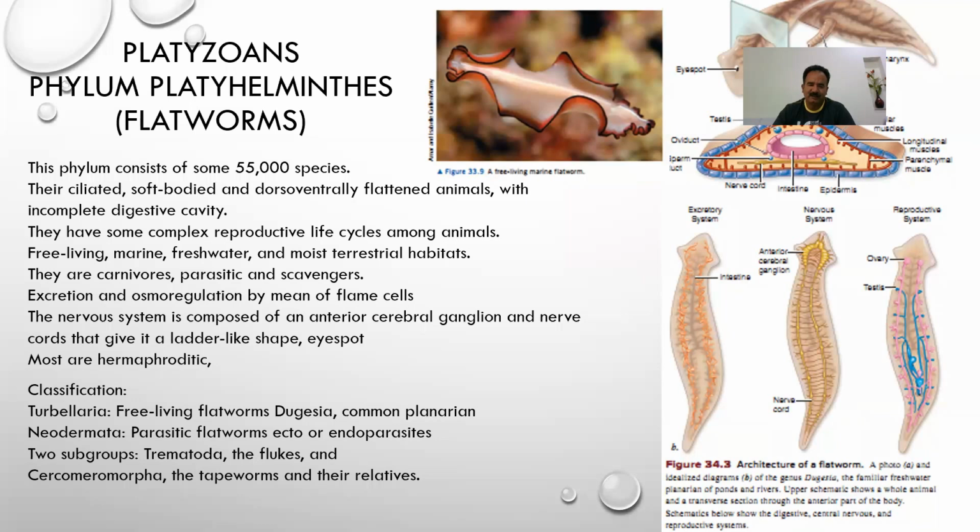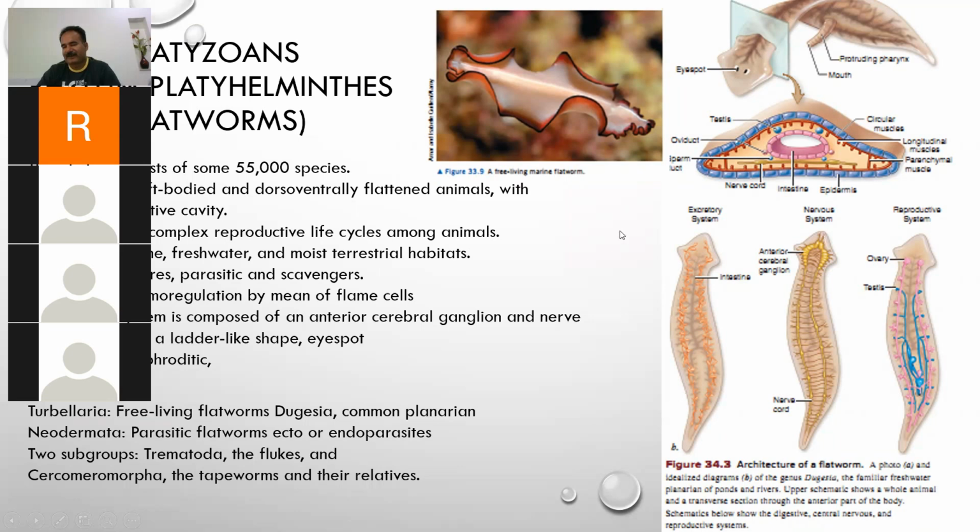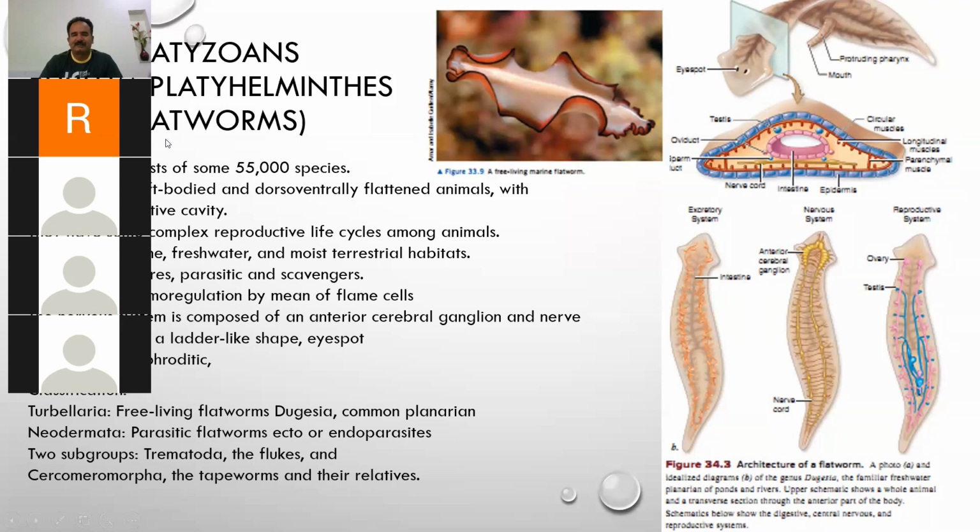As you know, planaria and other flatworms are hermaphrodite. Ovaries and testes are present within the same individual. Cross-fertilization is preferred among these organisms because cross-fertilization ensures the process of recombination, or making a new genetic combination, as a result of fertilization.